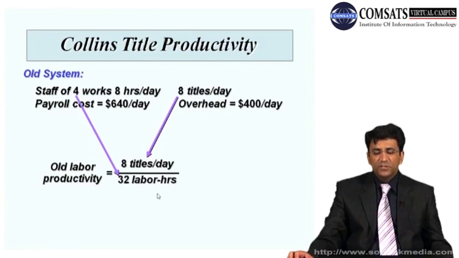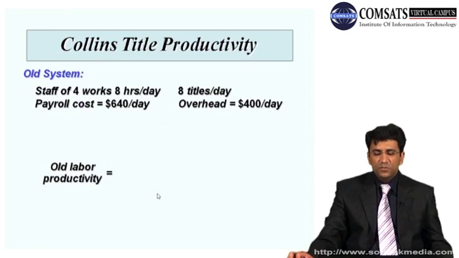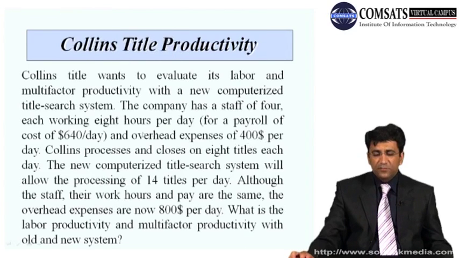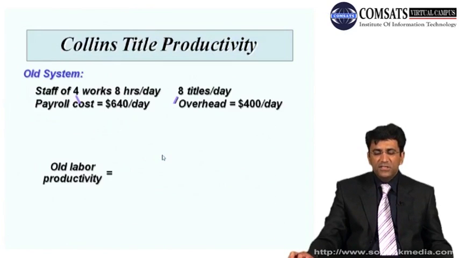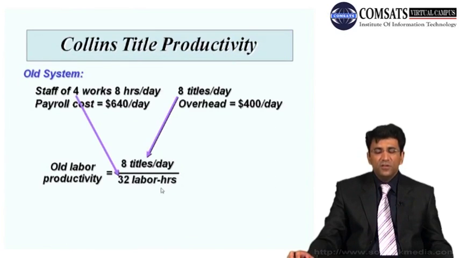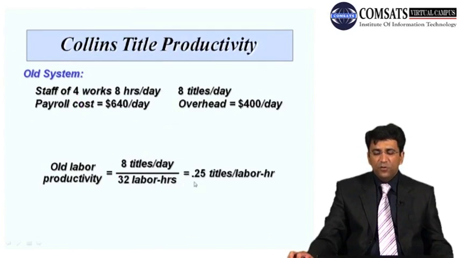And how many labor hours are being consumed? Again, that is 4 multiplied by 8, 32. So this is actually our productivity with the old system. It will be equal to 0.25 titles per labor hour.